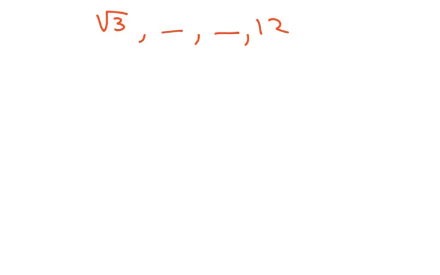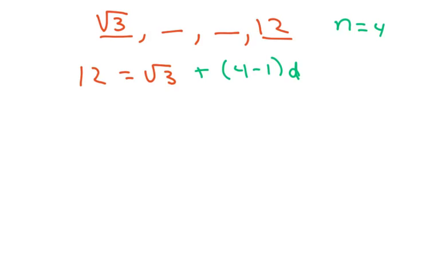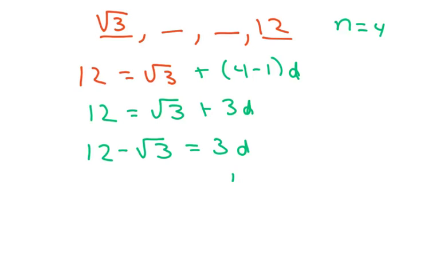The next one we have is 2 arithmetic means between square root of 3 and 12. So basically we're going to use our formula. So my last term is 12. So we have 12 equals our first term, and our n equals 4. So we plus 4 minus 1 times d. So we get 12 equals square root of 3 plus 3d. And then you subtract square root of 3 from both sides, and that equals 3d. And so d equals 12 minus square root of 3 over 3.